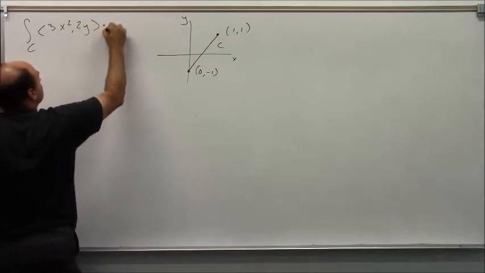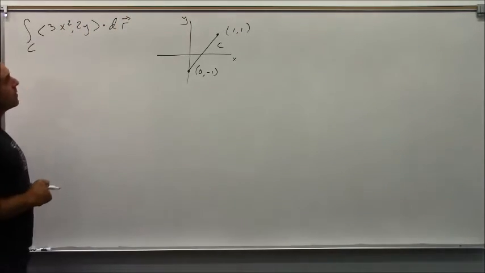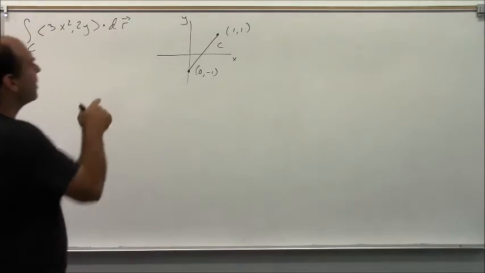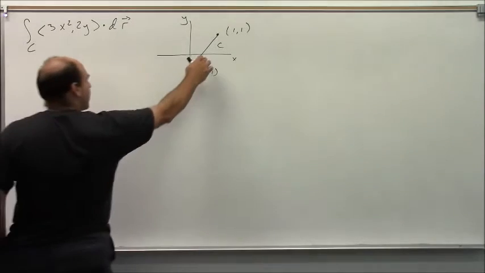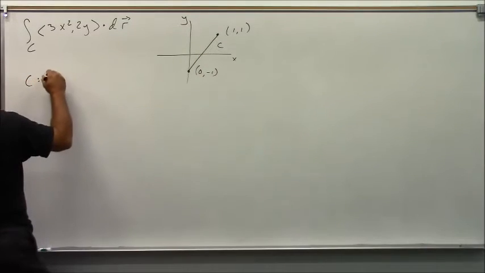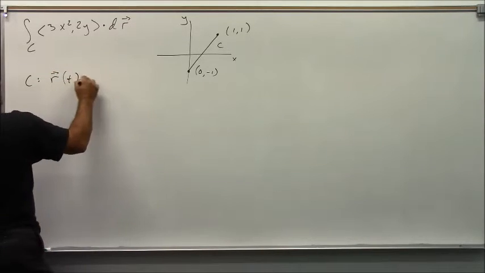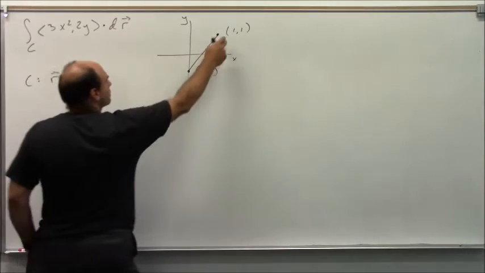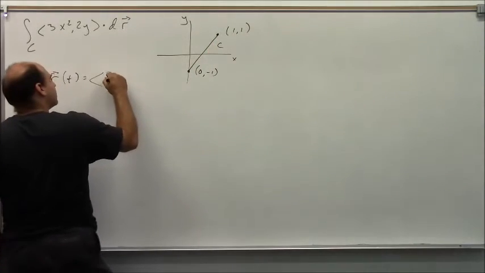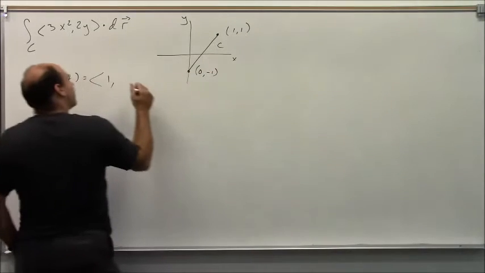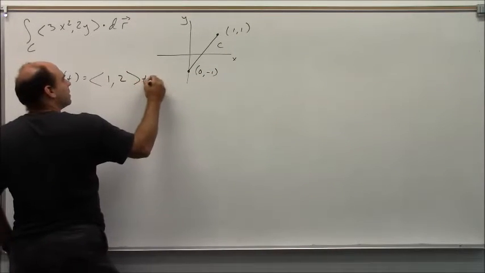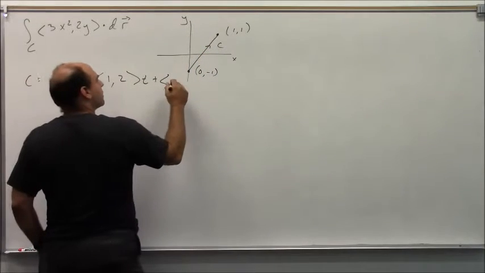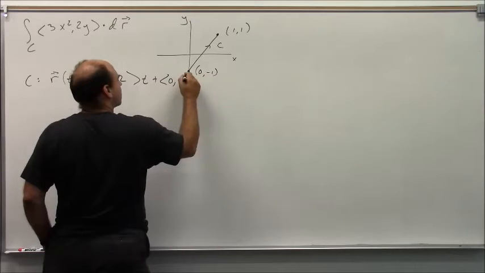So the first thing I have to do, pause and work this out for yourself, is parameterize that curve. Parameterize my path C. So C will be given by r(t) equals, let's see now, in the x direction I have 1 minus 0, and in the y direction I have 1 minus a minus 1, times t, plus my initial point. We're going to travel up the curve there. So plus (0, -1).